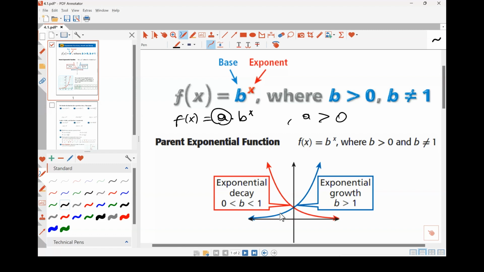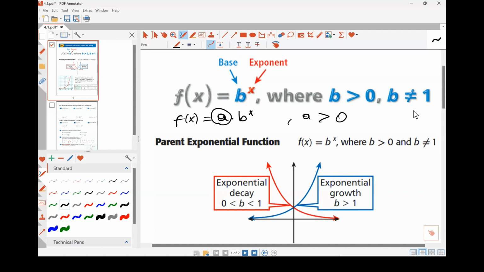And if you recognized, we have a function that's approaching the x-axis. Both exponential growth and exponential decay functions are approaching the x-axis. Approaching means the graph is never touching the line, never crossing. So we have a horizontal asymptote here. An asymptote is a line that the function is approaching.